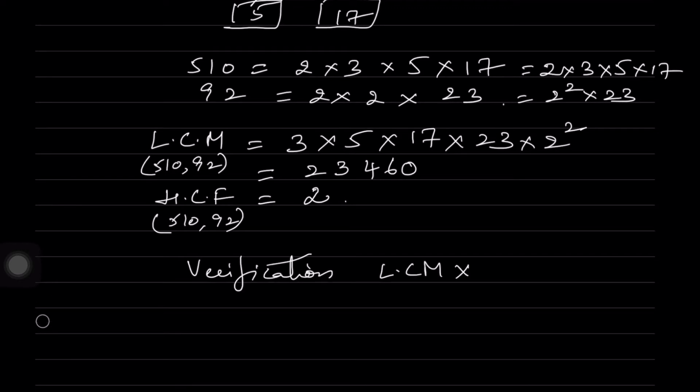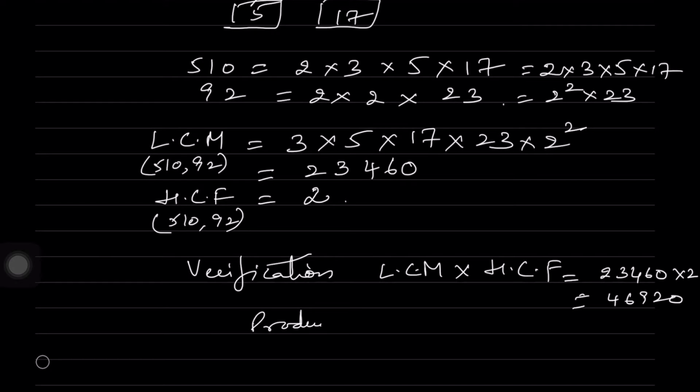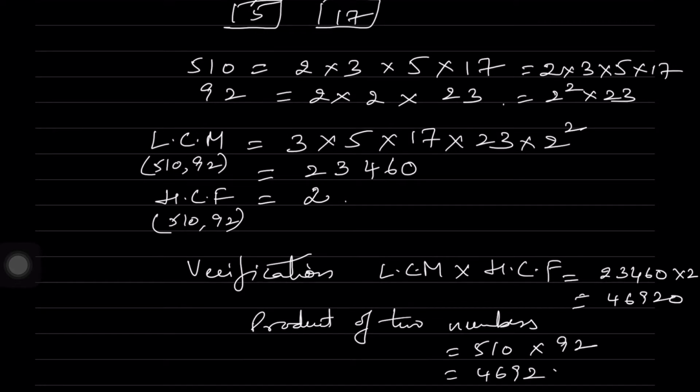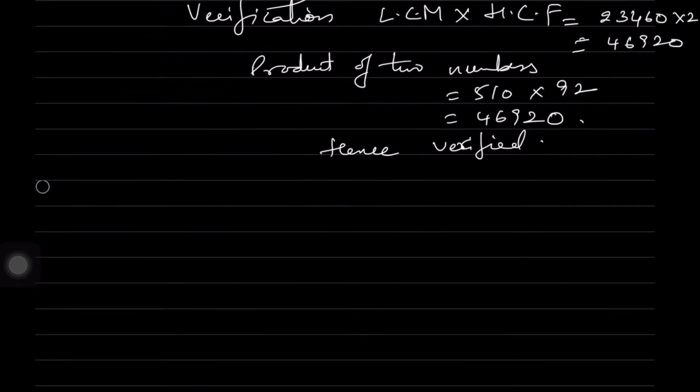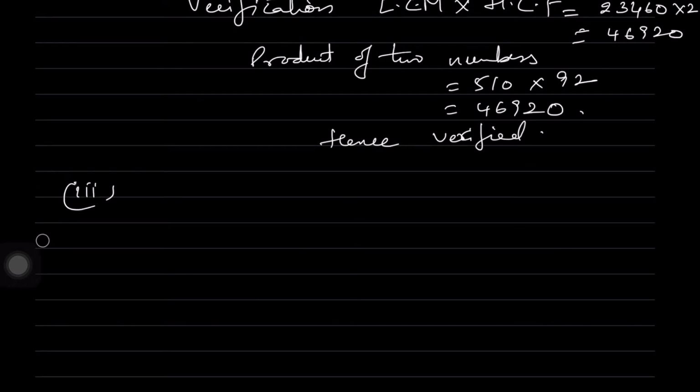So verification: the product of the two numbers is equal to the product of LCM into HCF. So 23460 into 2 is 46920. That's LCM into HCF. Now the product of the two numbers, that is 510 into 92, should also be equal to 46920. So it is equal to 46920. Therefore it is verified. LCM into HCF is equal to the product of two numbers.